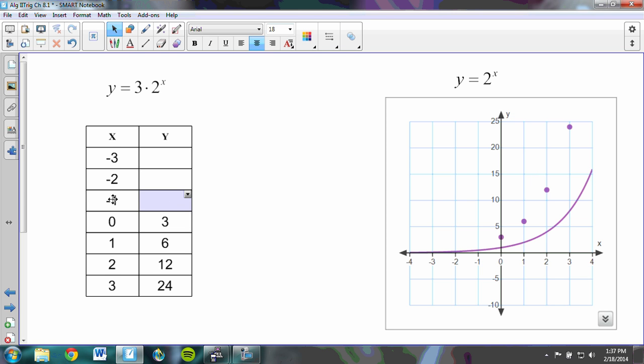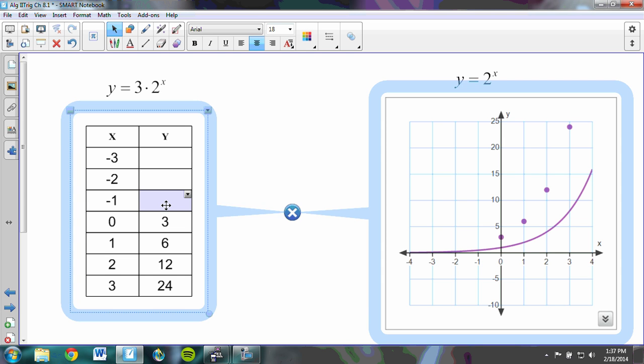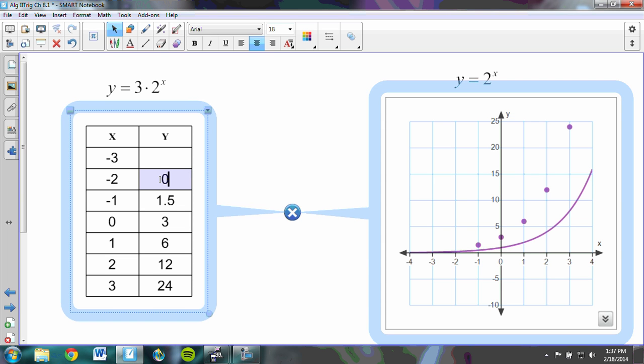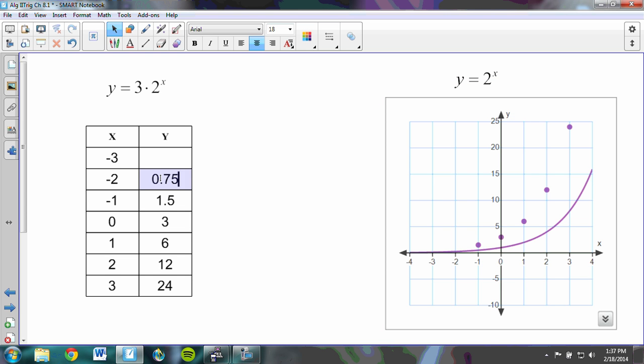I go the other direction. 2 to the -1 is a half, times 3 is 3 halves, and 3 halves is 1.5. 2 to the -2 is a quarter. A quarter times 3 is 3/4, and that's 0.75. 2 to the -3rd is an eighth, so 3/8 is 0.375. Those points are all there. It still is getting closer and closer to the same line of y equals 0.